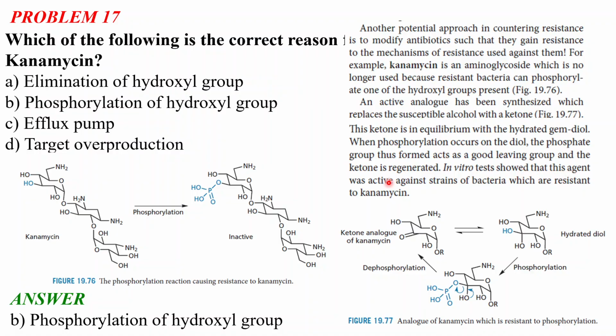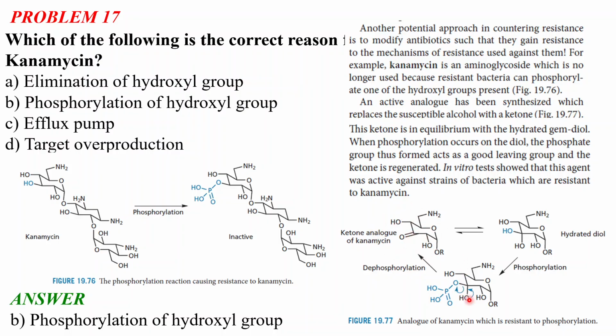In vitro tests show that the agent was active against strains of bacteria which were resistant to kanamycin. So now this hydroxyl group is phosphorylated, and that is how the particular drug becomes inactive, right? Now if we replace this hydroxyl with a ketone group, the ketone analog of kanamycin is in equilibrium with the hydrated gem-diol. After phosphorylation, one hydroxyl group will be phosphorylated, but this phosphorylated group is a very good leaving group which can easily regenerate our ketone.